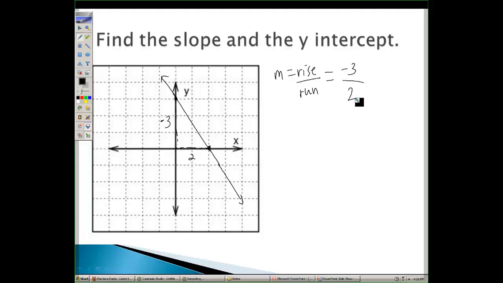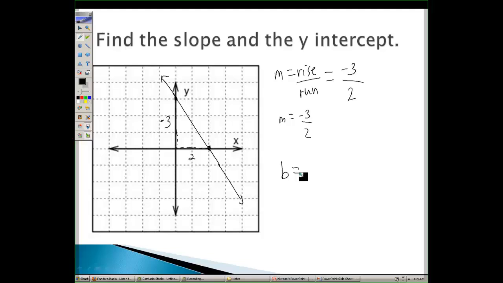To calculate my slope, all I do is count the spaces up and down, count the spaces left and right, and make a fraction, rise over run. And that's my slope. I've done all the calculating I need. m equals -3/2.